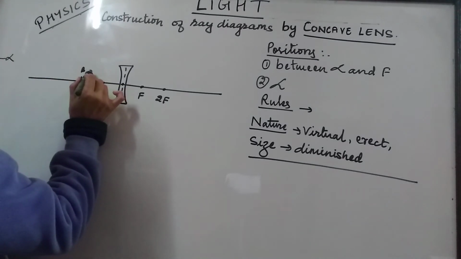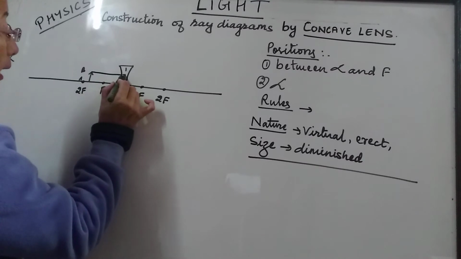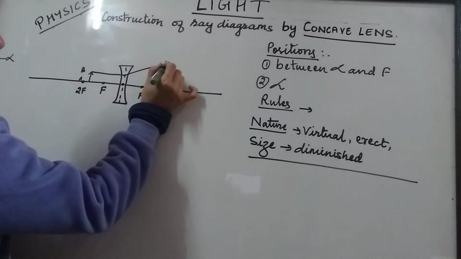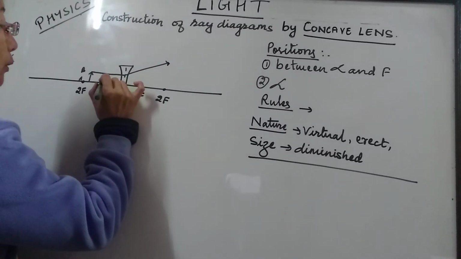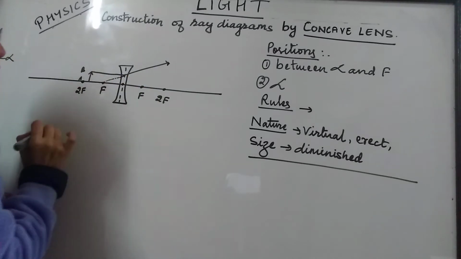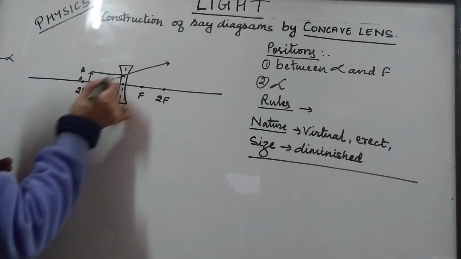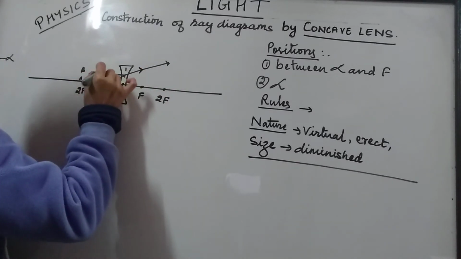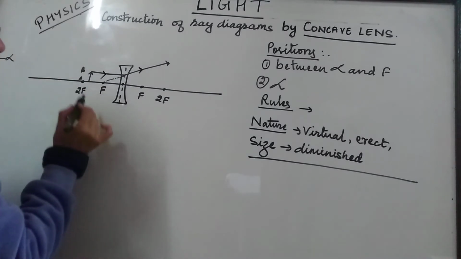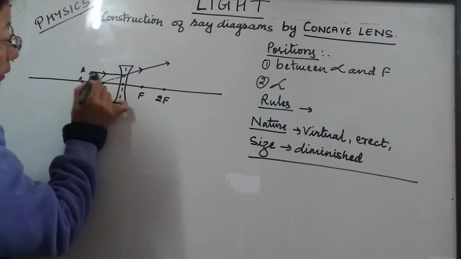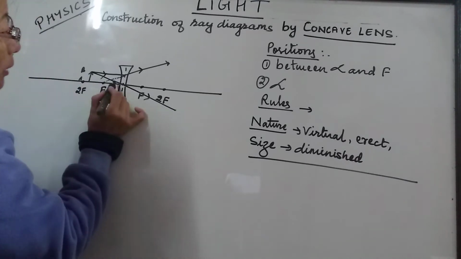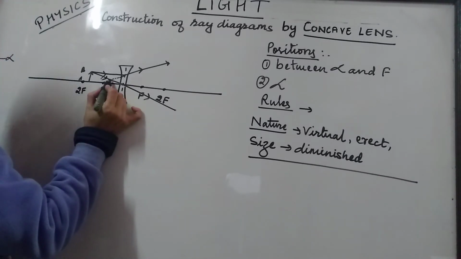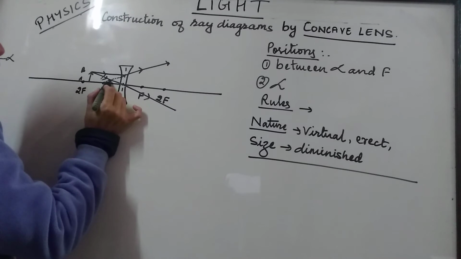One ray is parallel to the principal axis and diverges away after refraction. It appears to diverge away from the focus. If you produce it backward, it will be crossing through the focus. That is why it appears to diverge away from the focus, right? And another light ray passes through the optical center. Now you find these two lines cutting each other at this point.